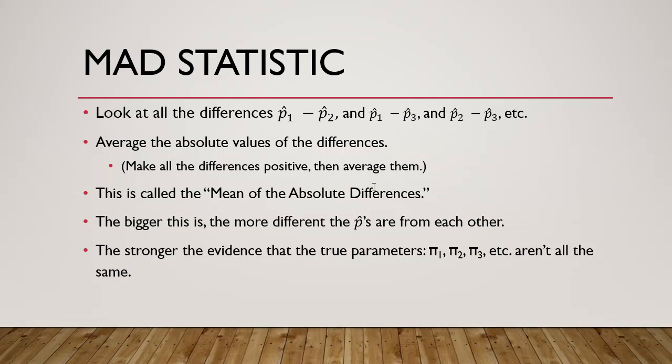And because we're looking at differences, the bigger the differences are, when you add these up, they'll get bigger and bigger and bigger. So the more different the proportions are from each other, the bigger this MAD statistic is. And so this MAD statistic is a way of combining all of the different differences together into one single number. And the bigger the number is, the more different these p-hats are from each other. If all the p-hats were the same, then all the differences would be 0, and this would be 0. Okay, so the bigger this MAD statistic is, the stronger the evidence that the true parameters aren't equal.